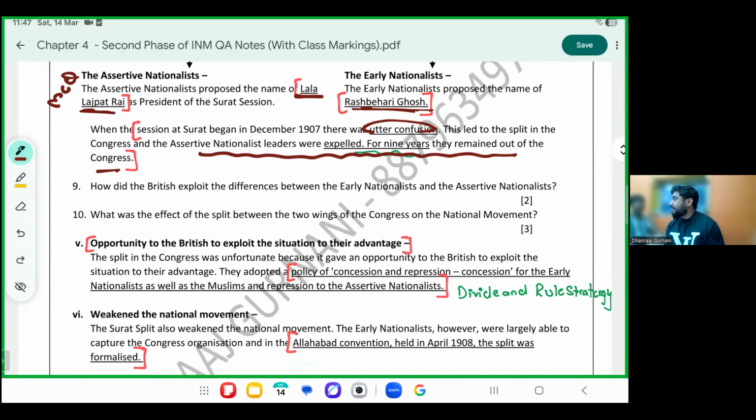Finishing the point, the Surat split has happened. The assertive have been removed. For your future reference, they have been removed for 9 years.